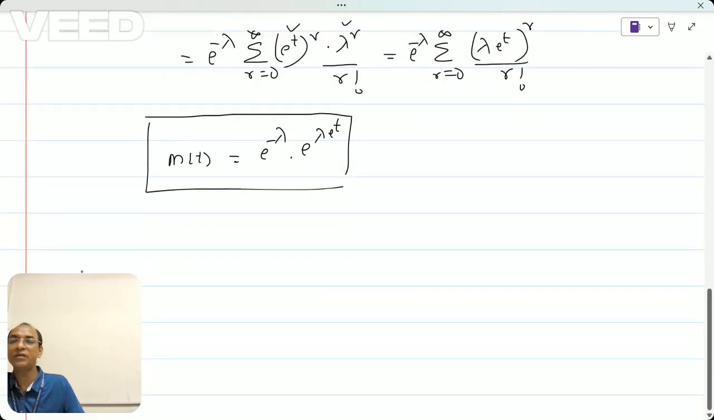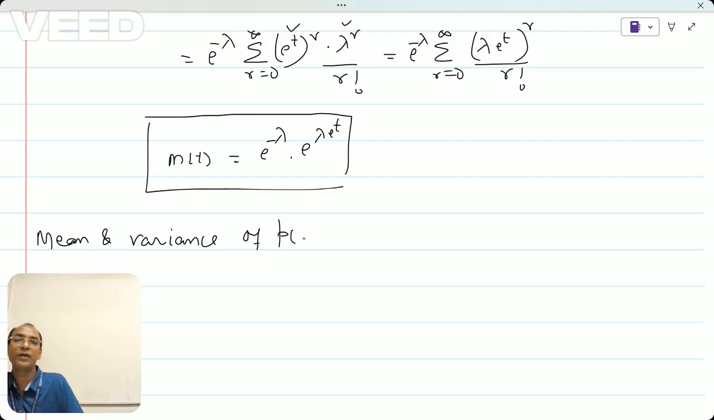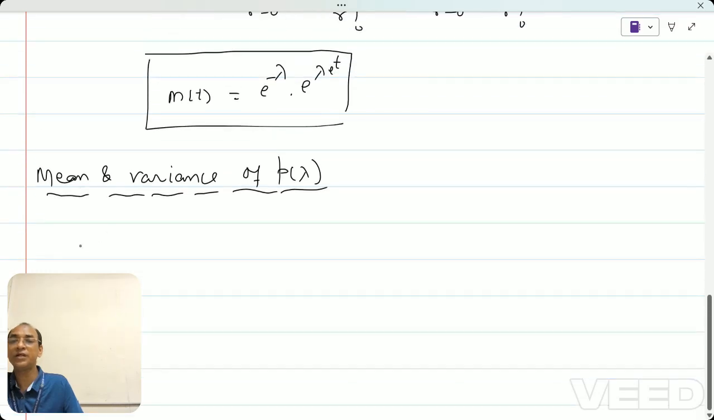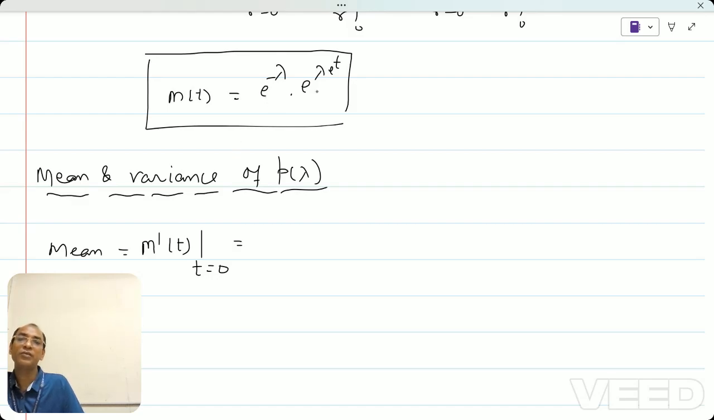Now using this moment generating function, we can find the mean and variance of the Poisson distribution P of lambda. So how can we find the mean and variance? From the moment generating function, we know that mean equal to M dash of t, and then put t equal to 0. So now we will find the derivative of this one with respect to t, and after that we will put t equal to 0.